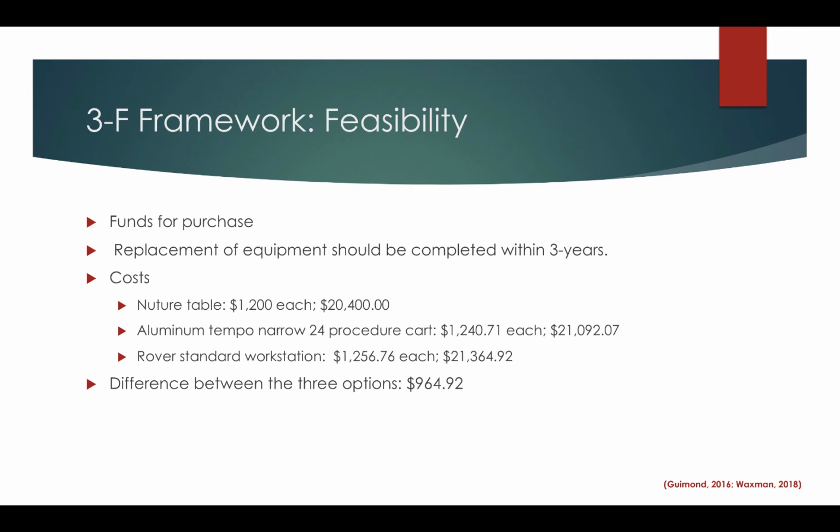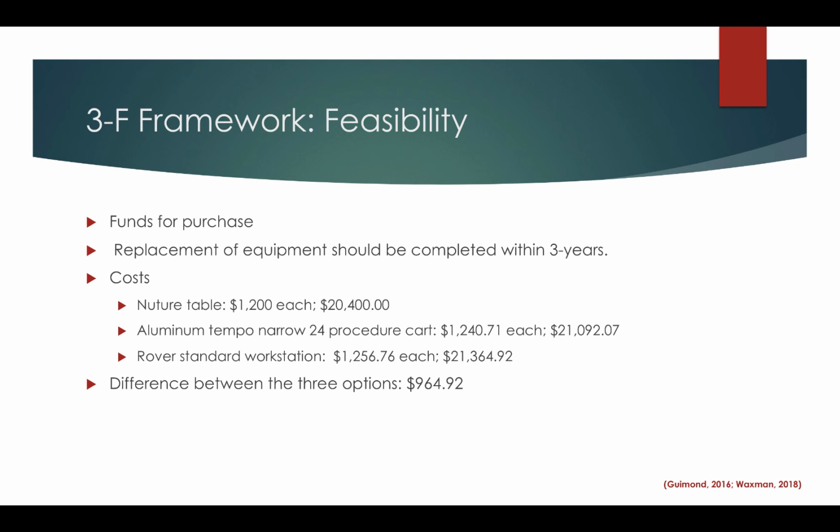The aluminum Tempo Narrow 24 procedure cart. Again, this procedure cart sits 36 inches tall and includes 5 drawers and lockable caster wheels. The top of the cart would be utilized as a work surface and has a pull-out table, but does not have an adjustable height. The cost of this cart is $1,240.71 each. The total cost for this equipment would be $21,092.07.